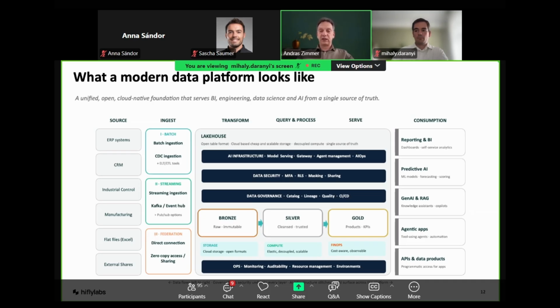and data products, but now many of the consumption patterns are around AI. So, for example, predictive AI or ML modeling, generative AI, and knowledge bases, and also agentic applications. So all of these have to come together in one data platform for it to be useful and for it to be able to serve your needs in the coming years.